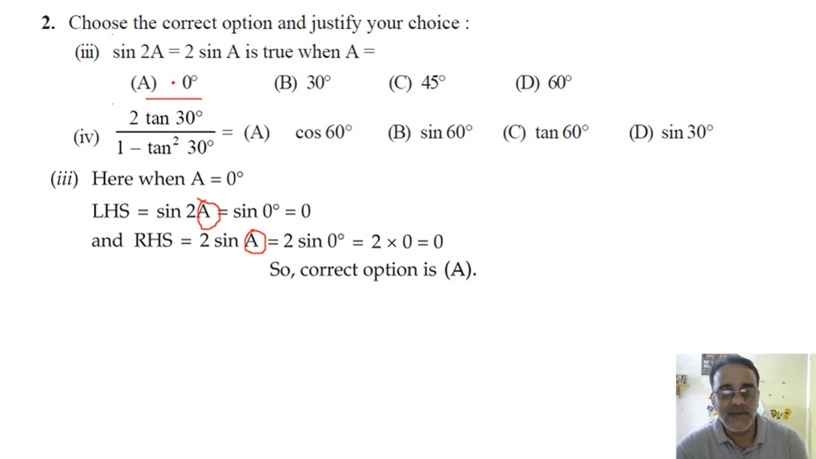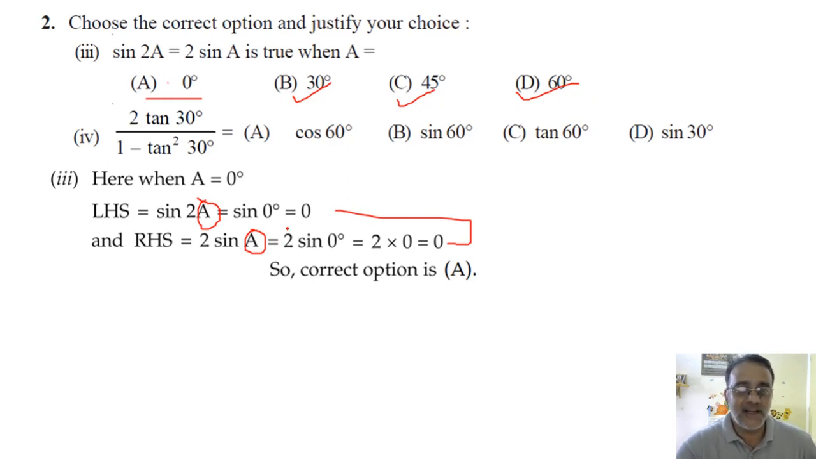Actually, if A had been written somewhere else, we would have had to check all of these. Right now it is first. So we started with 0 degree and we got LHS equal to RHS. So we are not going for B, C, D. Are you getting my point? Yes, sir.